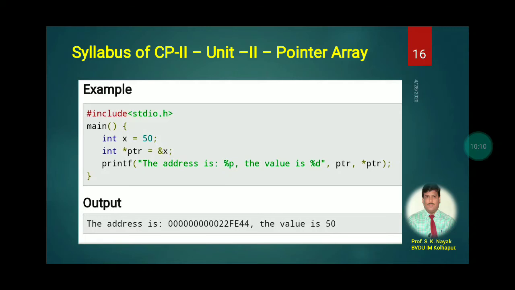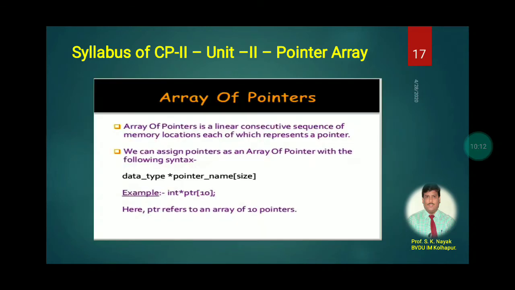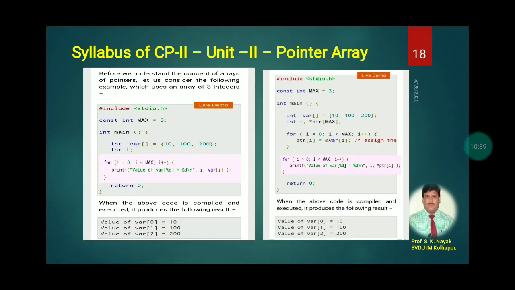Now the next slide, it's our first slide, so already given. Now array of pointers, that discussion we will have. An array of pointers is a linear consecutive sequence of memory locations, each of which represents a pointer. You can see the example int star ptr of 10, which we discussed at the beginning. Each and every element of the array we have to assign to one pointer to fetch the value. Now this is the example.